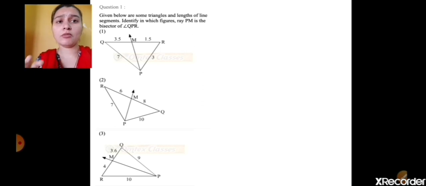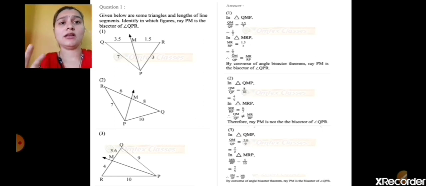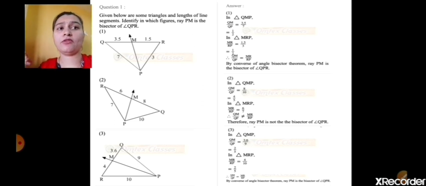So in this diagram, this is given as ray PM. In each question you can see the naming is the same, PQR, PQR, PQR, right? So you have to identify by the angle bisector whether ray PM is the bisector of which angle. You have the answers on the right hand side. Just go through the answers. I am solving one of them.